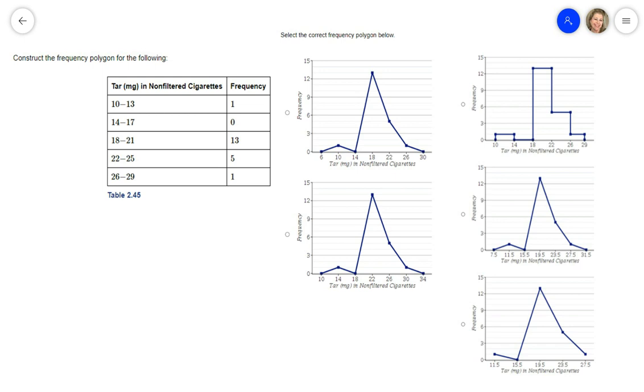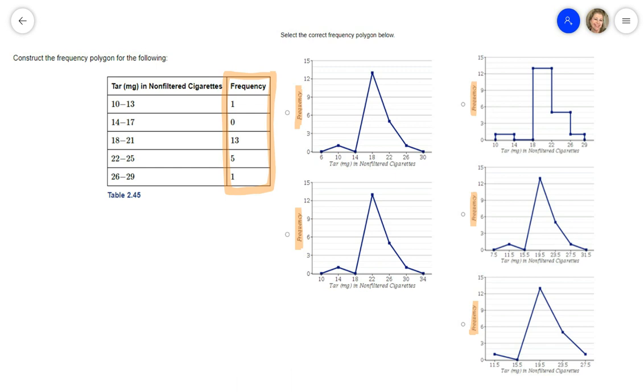Okay, for this problem, you are constructing a frequency polygon. Now, just as before when we were doing the line graph, the frequency should be on your y-axis. And you can see that they all say frequency. And here's our frequencies, and all of them are labeled 0 to 15, looks like. Our smallest is 0, our highest is 13, so we're good there.